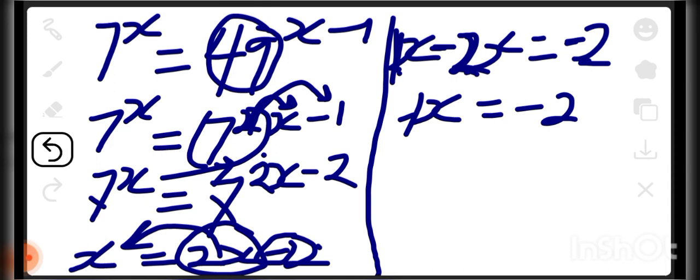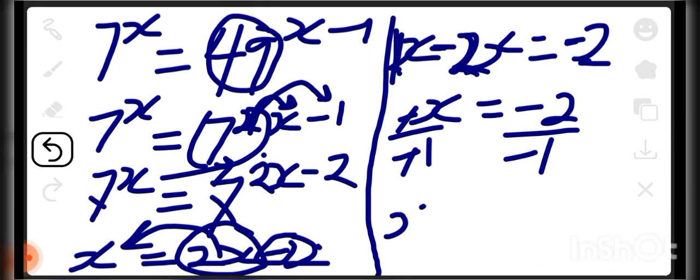So to remove this negative sign now, you just divide this side by minus 1. That's how to remove negative sign. Either you multiply by minus 1 or you divide by minus 1. So this will cancel this. We have x is equals to, just divide both sides by negative 1. Very important. This will cancel this. We have 2. So minus 2 divided by minus 1 gives us 2. So that is the answer to that.